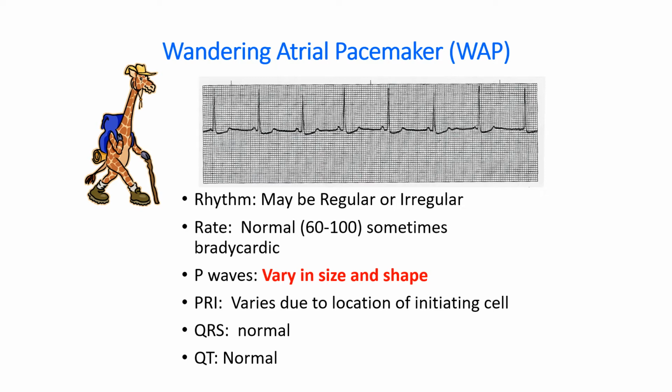The PR interval will also vary, depending on which pathway the impulse takes to get to the AV node. It may vary due to the location where it initiates in the cells. Your QRS would be normal because it did originate in the atrium. So you're going to have a normal QRS because it went down through the AV node into the bundle of His. Your QT should be normal as well.